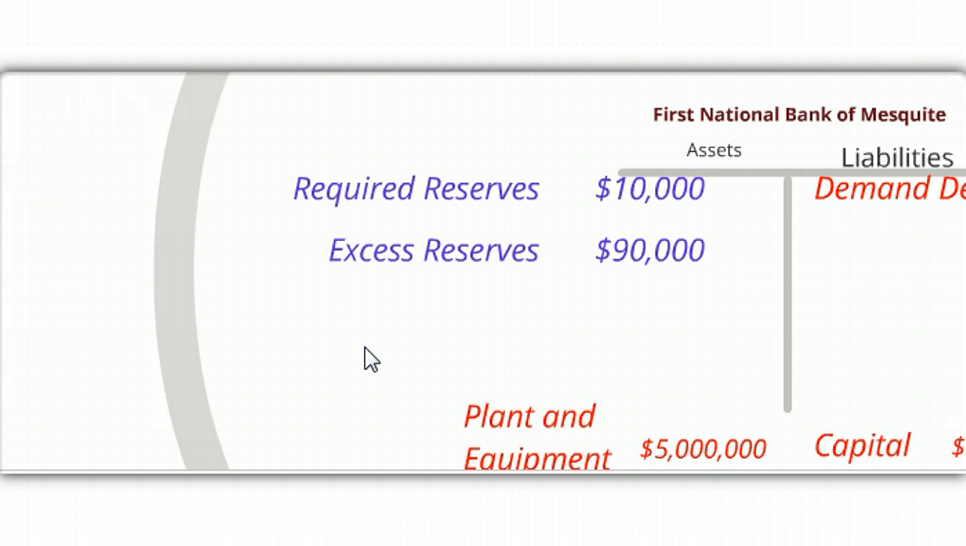Now excess reserves is pretty much what it implies. It's excess. It's money the bank doesn't have to keep around on a day-to-day basis. And so what is it going to do with that money?